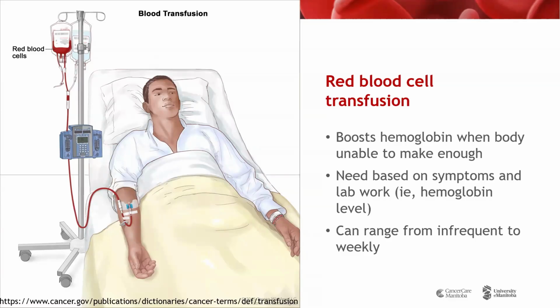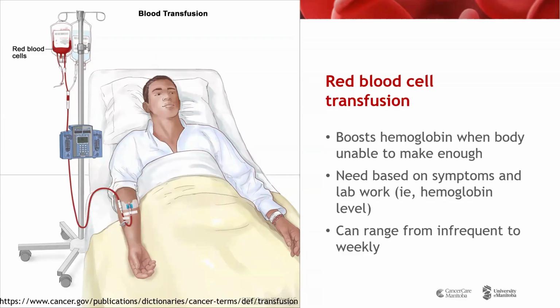Some people might have a hemoglobin of 90 and feel like they're really dragging. And the same can be true at a hemoglobin of 70. And so our enthusiasm to provide a blood transfusion really depends on if somebody is experiencing symptoms, and also how they feel after a transfusion.